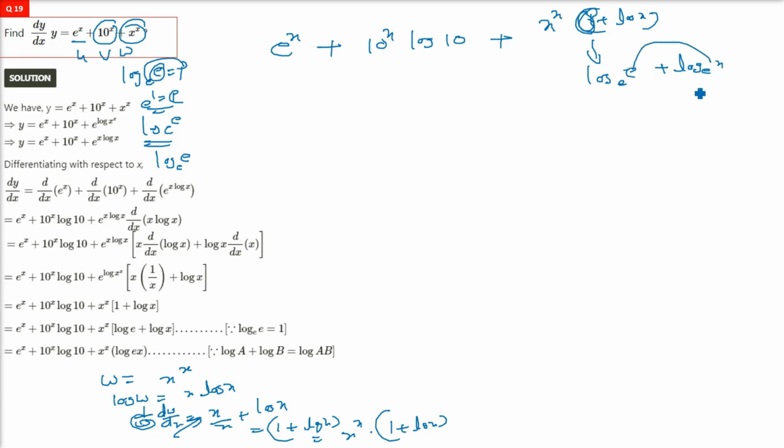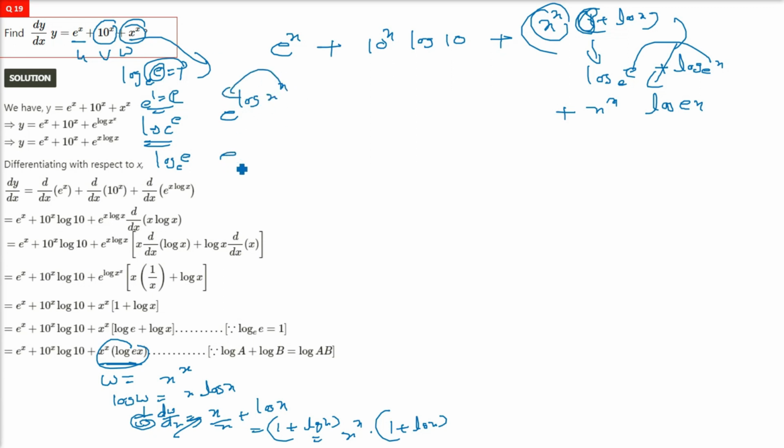Now log a plus log b is what? Log a into b. So you can write it as log e into x. And x to the power x is already there. So this whole term, you can write it like this: x to the power x log ex, that is how it has come. The rest, all e to the power x plus 10 to the power x log 10, will remain like that. And the second way of doing this: x to the power x is e to the power log of x to the power x. It will become e to the power x log x. When you differentiate it, the result will come the same. The tricky part is only one, which is log e, which we have written, and then we applied the log property.